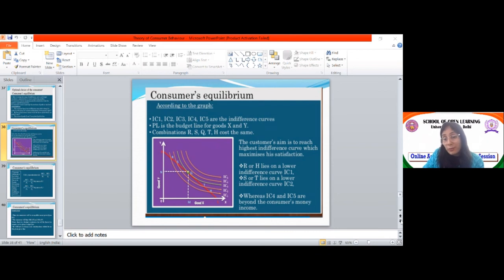How will the questions come? They can ask about the marginal utility, and they can ask what is the marginal rate of substitution. They can ask about the indifference curve properties and assumptions. They can definitely ask the long questions. Okay.